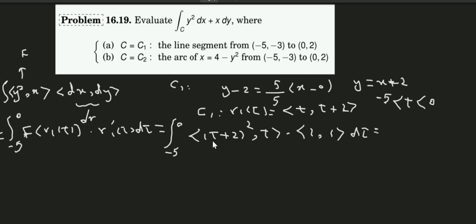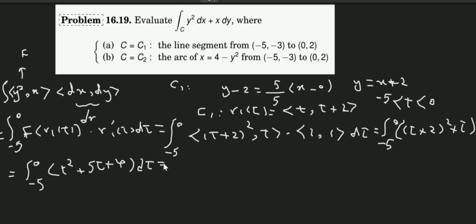So we can multiply each other. We will get (t plus 2) squared plus t. Then we can integrate with respect to t, and easily you can get t squared plus 4t plus 4, plus t, which is t squared plus 5t plus 4, whose integral is 1 over 3 t cubed plus 5 over 2 t squared plus 4t. T changes between minus 5 and 0.